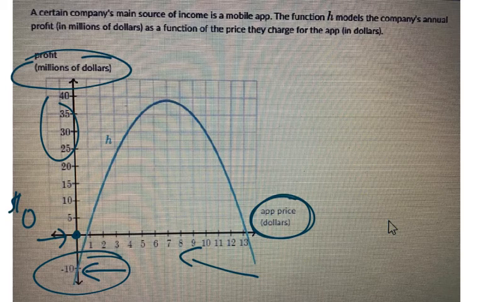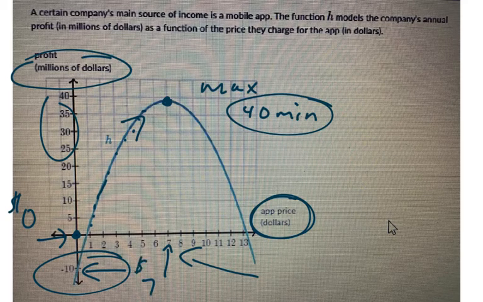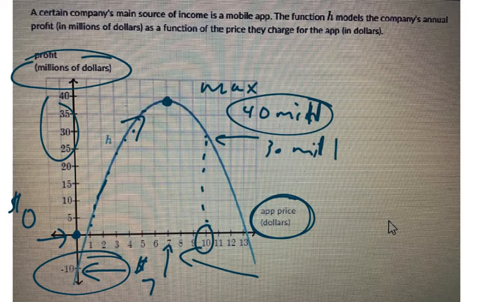Now, notice as they raise the price, what's going to happen to their profits? It's going to go up. But understand, at a certain point, guys, it's going to reach a maximum value. As you can see, it's about $40 million, $38 million. That's the max profit they're going to make approximately, right? And that's going to happen right here when they sell the app at $7. Okay? But see, what happens if I raise the price too much? Let's say I raise it to $10. Notice my profit went down to only around 30 million. Million, not min. 30 million, right?